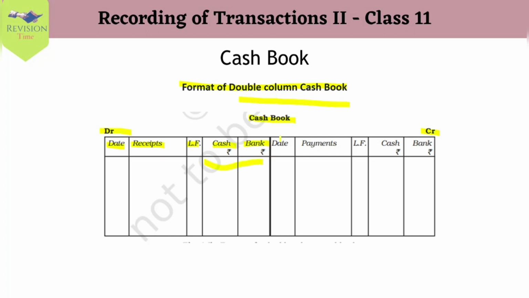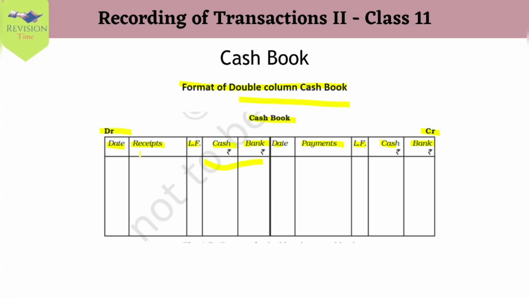On the credit side too, we have date, and here we record payments, and ledger folio to record the ledger page number. Ledger folio is a column to record the page number of the ledger where this particular transaction has taken place, so that it makes it easy to compare the cash book and the ledger books. Here also we have cash column and bank column.